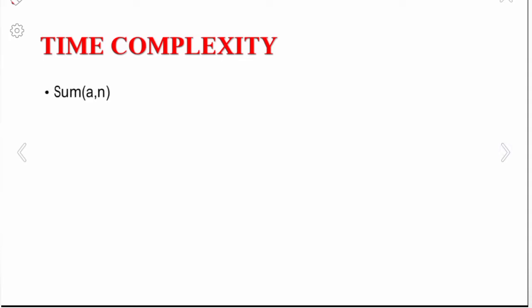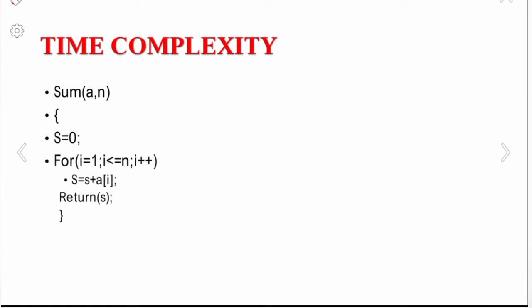Suppose here we are considering some examples for the time complexity. How will we calculate the time complexity? I am taking a small algorithm here, sum of a comma n, that is two numbers, and I am first of all initializing s equals 0 and a for loop, and then sum of s plus a[i], that is the elements in the array.